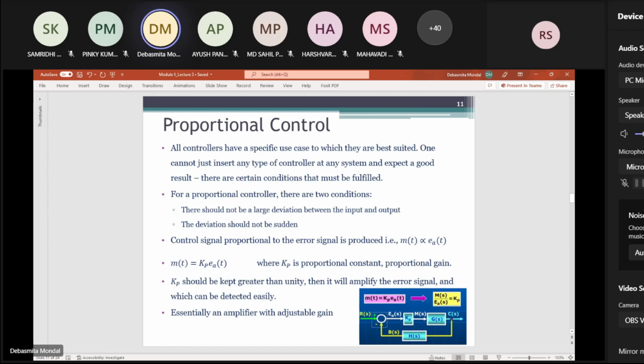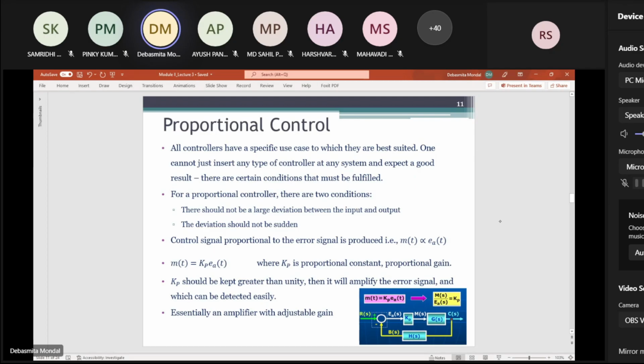signal. Previously in the two position controller, we saw that the control signal which is generated has only two values, either a positive value or 0. But in this case, the output of the controller, that is the control signal, is directly proportional to the input, the actuating error. So you can write that M equals some constant Kp times the error signal, and this Kp is known as the proportional gain or the proportional constant.